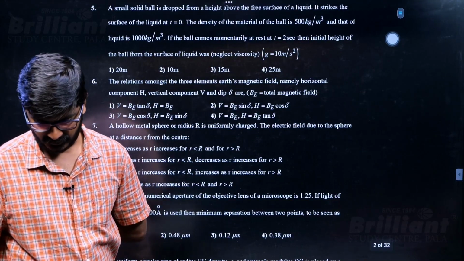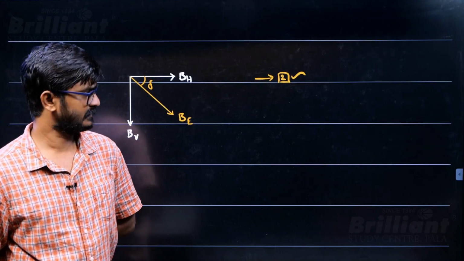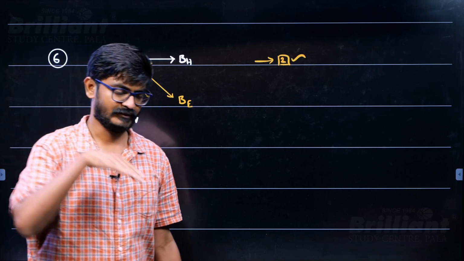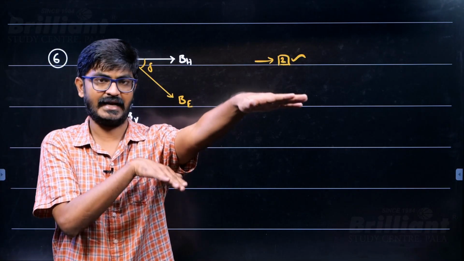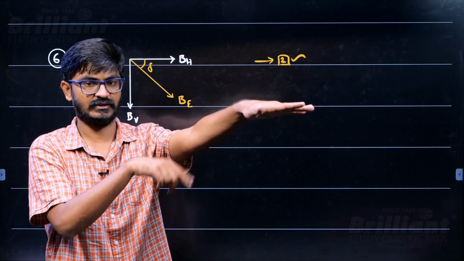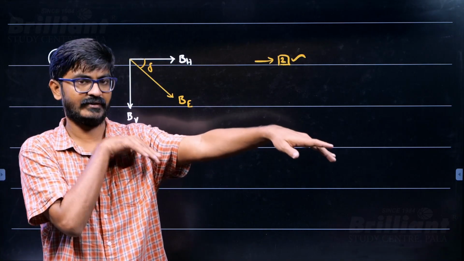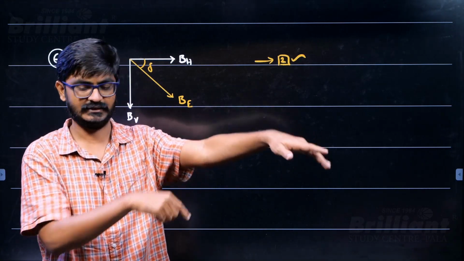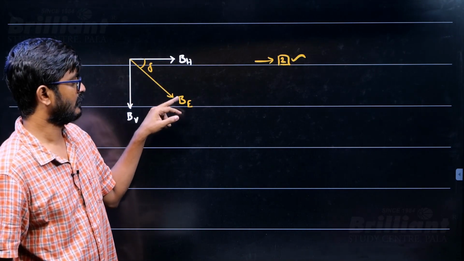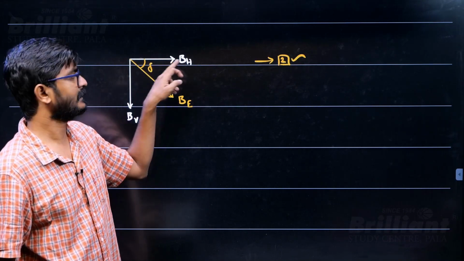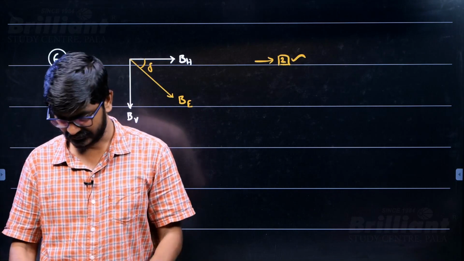The relation between the horizontal component of the earth's magnetic field and the vertical component. That's very basic. The actual earth's magnetic field will be somewhere in this direction. When you resolve it, you get the horizontal component and the vertical component. The angle between the actual magnetic field and the horizontal component is called the dip angle. So for the actual magnetic field, cos delta is horizontal, sin delta is vertical.